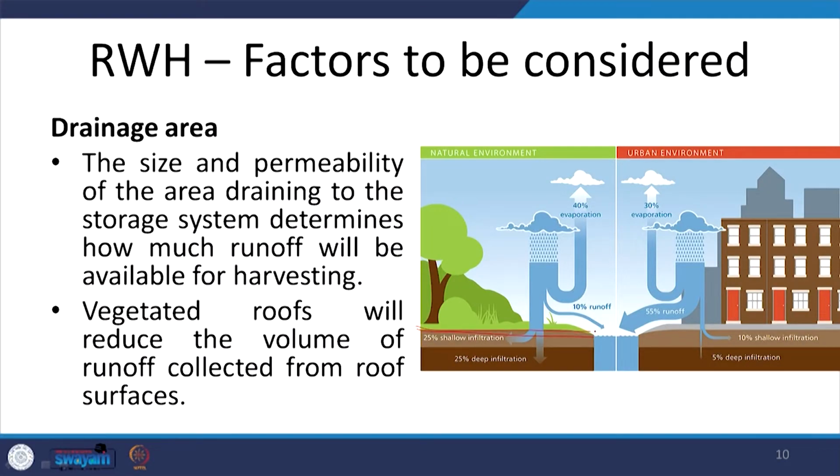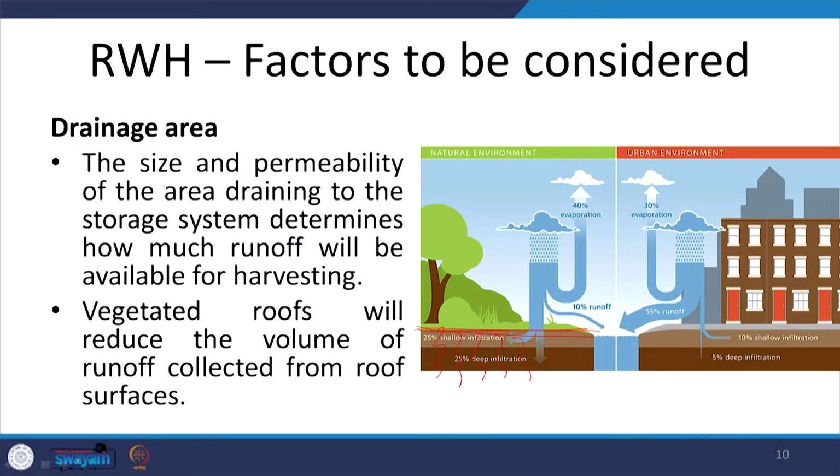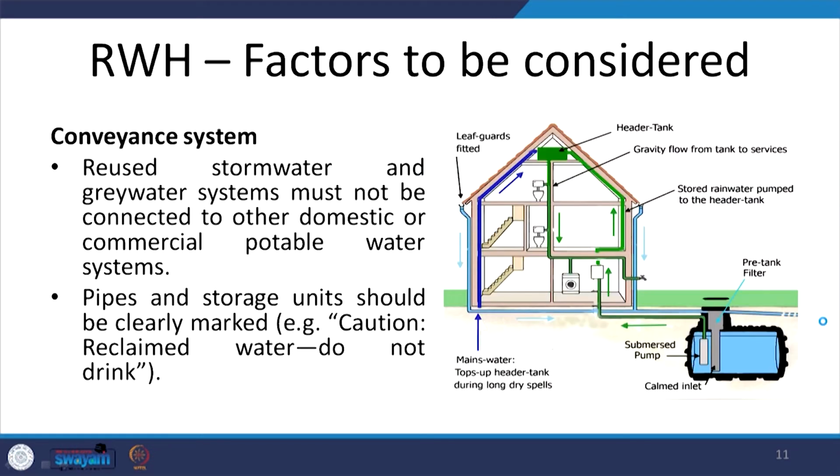The next is drainage area. So, how much of the area is available? Now, if we are talking about an area which is vegetated, which is not covered by impervious materials, there is a lot of percolation happening and very little runoff reaching the drain or the collection point. However, in case of a hard paved building, a large percentage of rainwater is actually received as runoff. So, this is dependent upon how much area is there and what kind of surfaces are there.